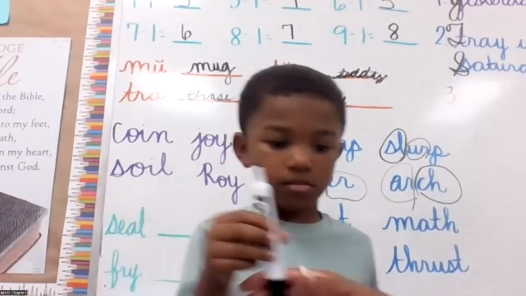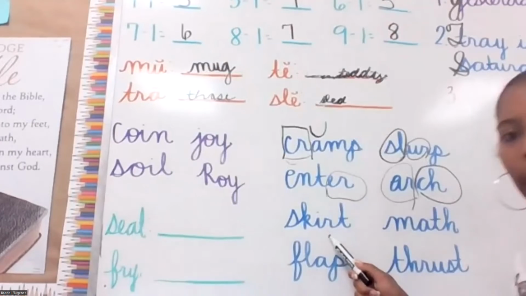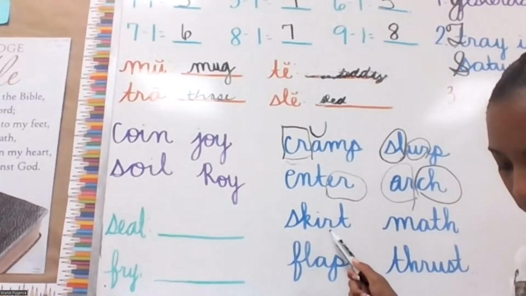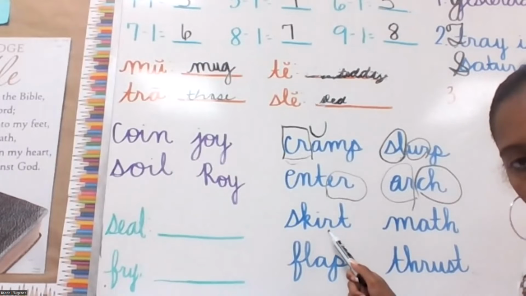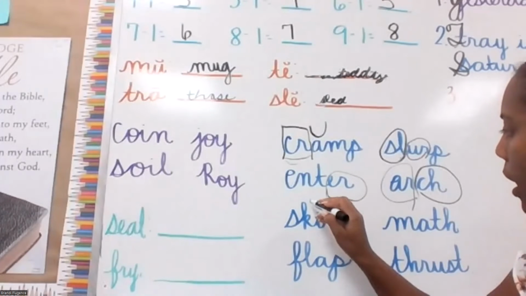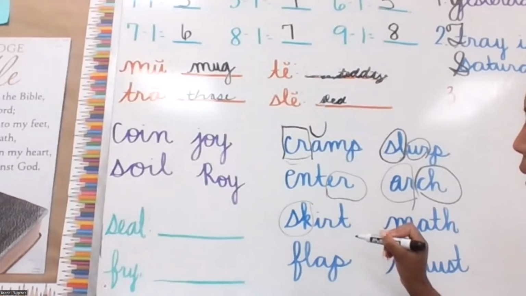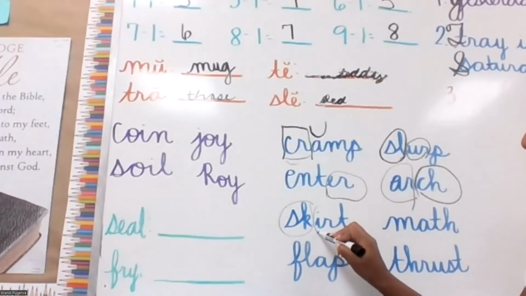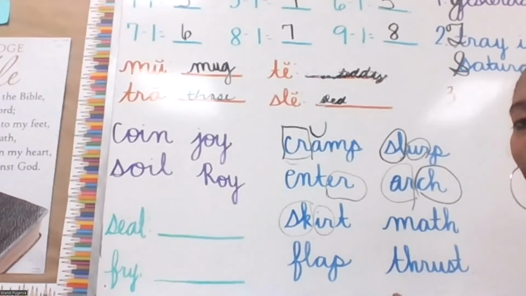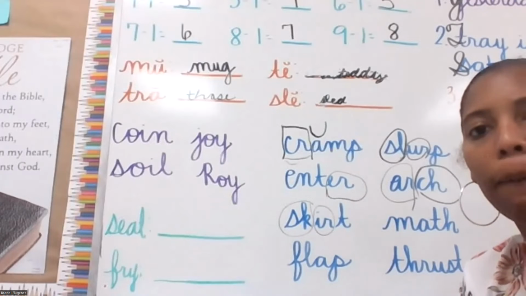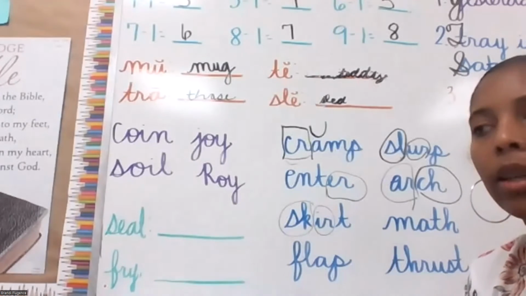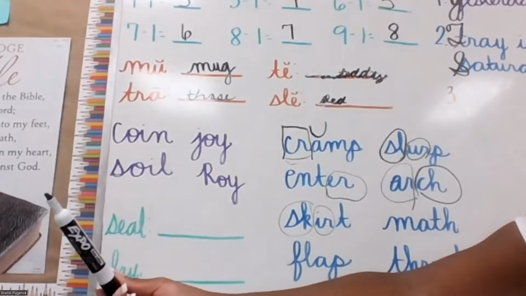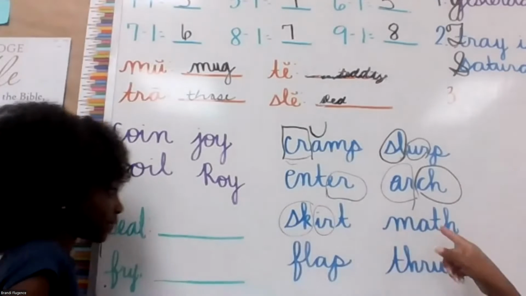Okay, next one, Asa. What are my sounds? SK, SK and RT. Well, I-R-er. Remember yesterday we learned the ers? So I-R-er. What's the word? Skirt. Okay, next one, Braylee, back to you.